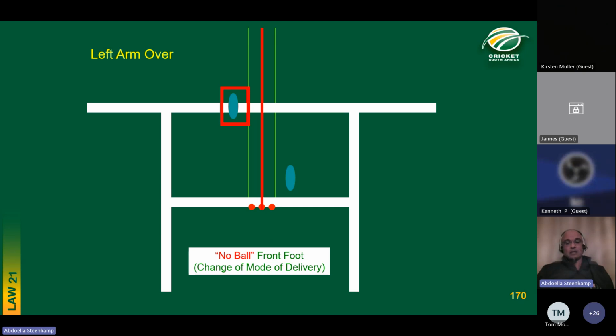So in this picture, left-arm bowler bowling over the wicket. Because the front foot lands on the other side of the line from middle stump to middle stump, according to the laws, this is a no ball. And the reason is the bowler is now changing the mode of delivery. The bowler's now not going over the wicket anymore. The bowler's actually now bowling left arm around the wicket.